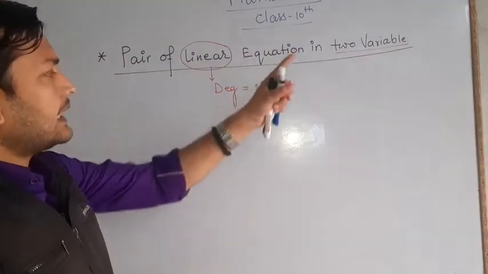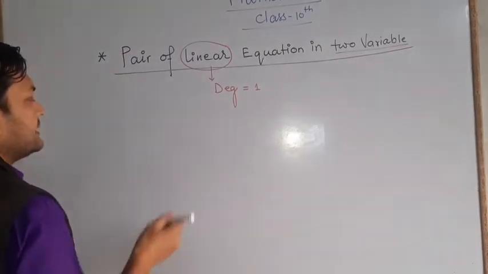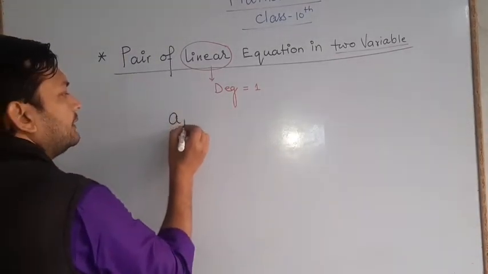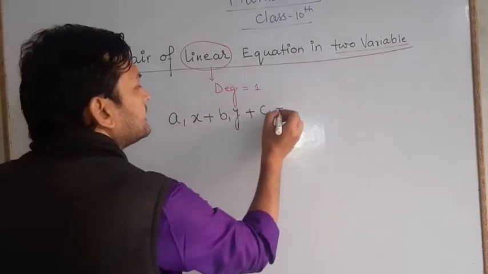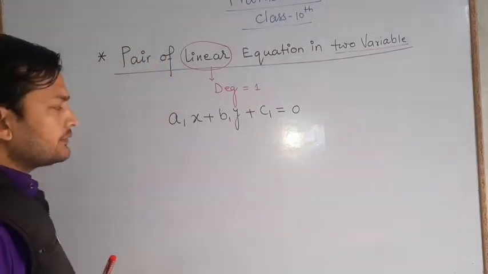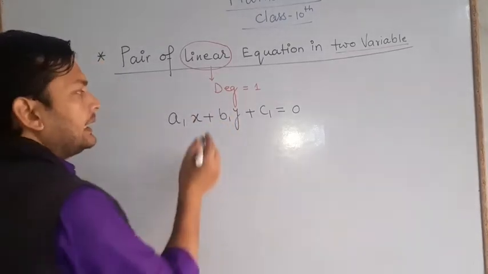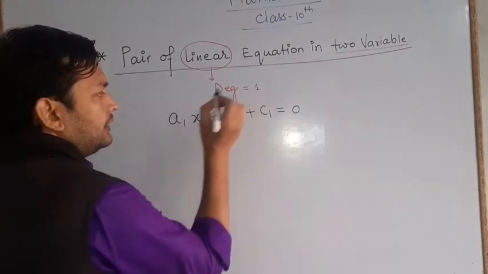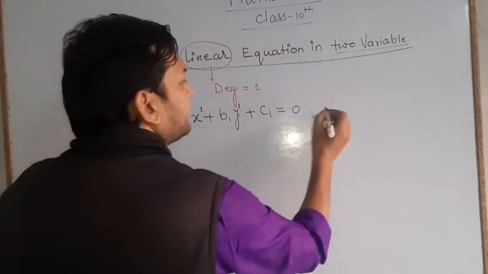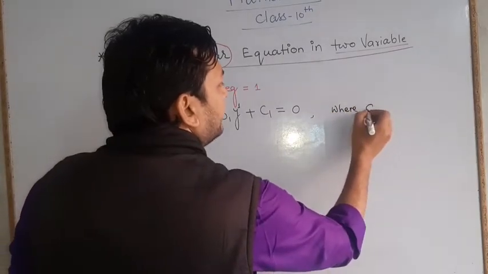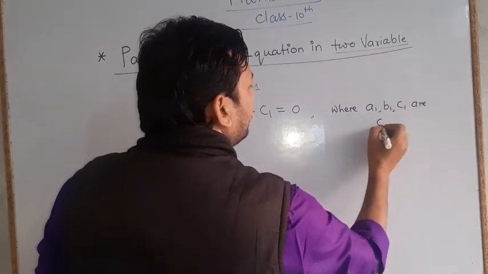So we can write the standard linear equation in two variables as a1x plus b1y plus c1 is equal to 0. You can see this is the variable x and this is the variable y, and they have degree 1 and 1. That's why this is a linear equation in two variables x and y, where a1, b1, c1 are constants or real numbers.